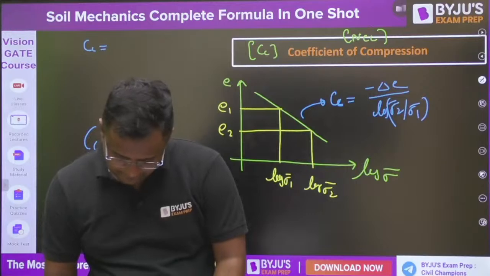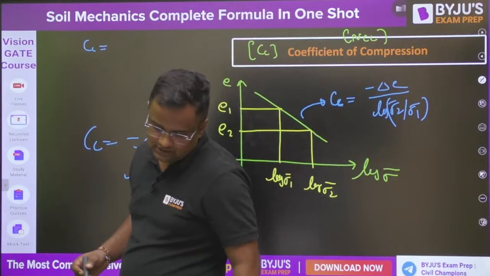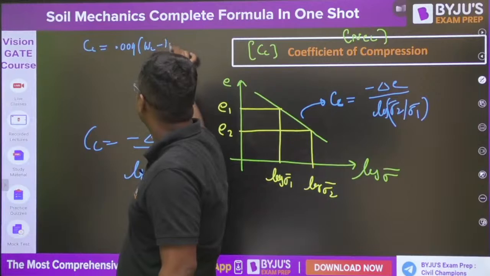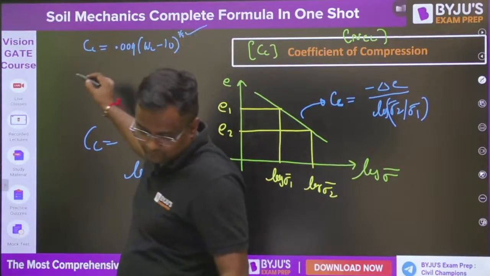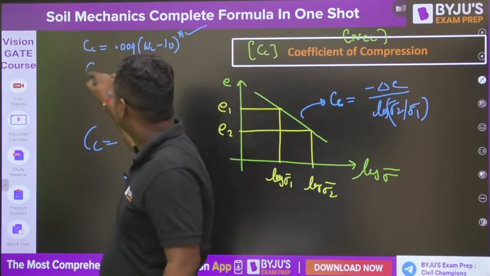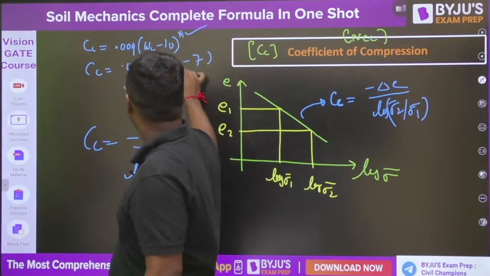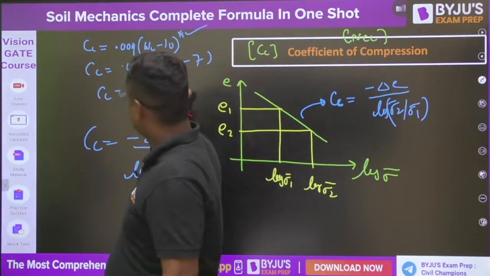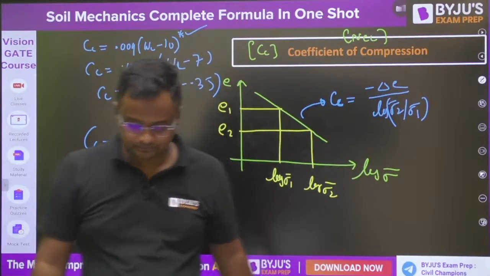For medium to low sensitivity, it is 0.009. And this is empirical, guys, nobody can derive this. This is most widely used, for medium to low sensitivity. For remolded clays, the Cc value is 0.007 (WL minus 7), where WL is the liquid limit. And Cc is equal to 1.15 (e0 minus 0.35). So these are some empirical relations also.